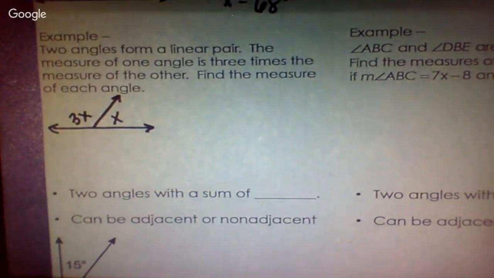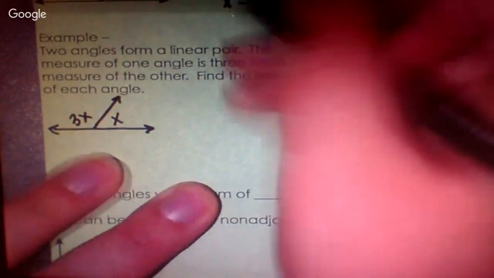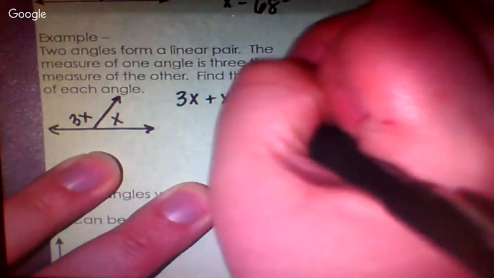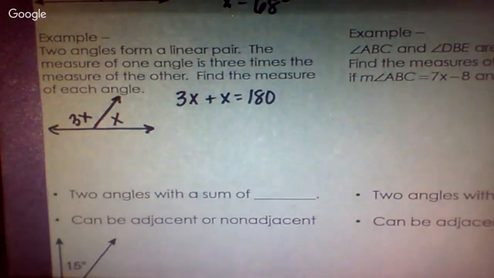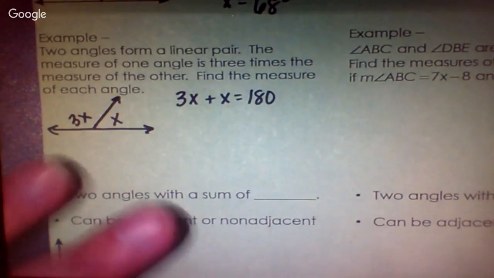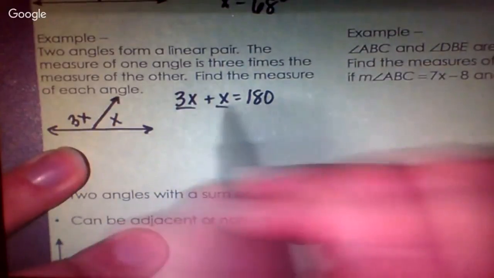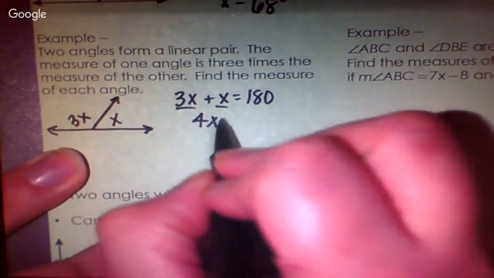Again, they form a linear pair, so they're equal to 180. So we add them together and set them equal to 180. 3x plus x equals 180. How do I solve this one now? What's my first step? Combine like terms. I've got two x's on the left-hand side, so they go together to give me 4x. Good.